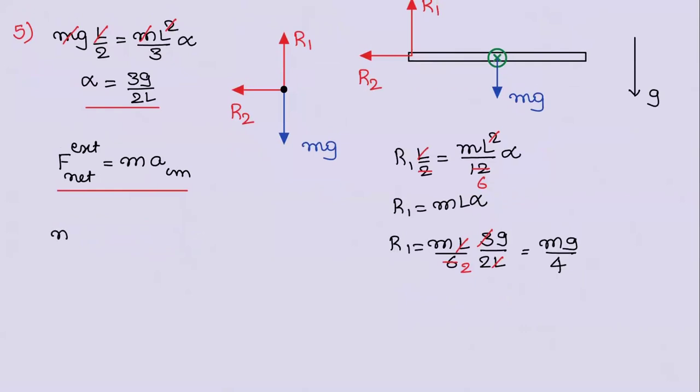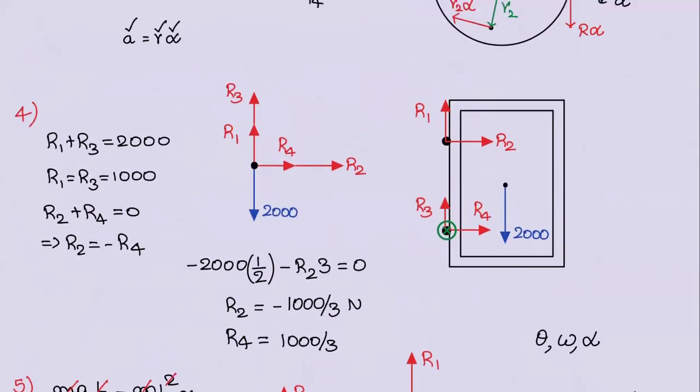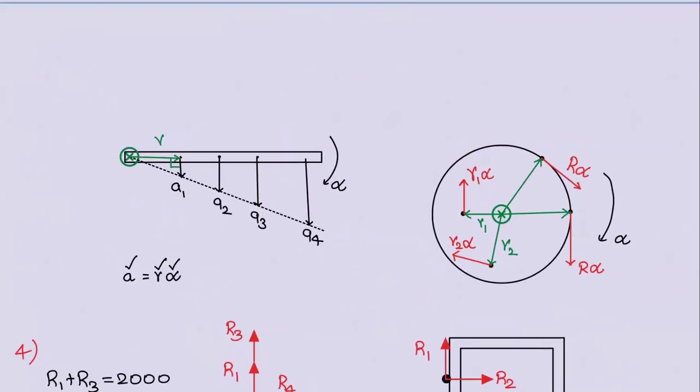Observe net force: mg minus R1 is equal to m times acceleration of center of mass. I need the acceleration of center of mass. How do I get it? Observe, alpha is there. When you have alpha, you can find the acceleration of any point. When you have a rod with alpha, you can find the acceleration of any point. When a disk is rotating with alpha, any point's acceleration you can find.